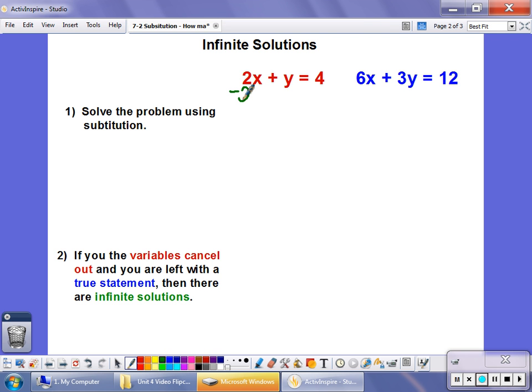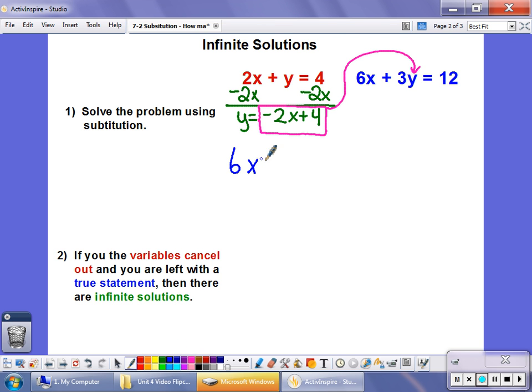Again, I know I need to start off with either an x equals or a y equals equation. So I'm going to start by moving this 2x to the other side. That'll give me y equals negative 2x plus 4. Now I'm ready to do some substitution. I can take this value for y and plug it into my other equation. So I'm going to have 6x plus 3, and then for my value of y, I'll put in my negative 2x plus 4 because that's what y equals. And then that should equal 12.